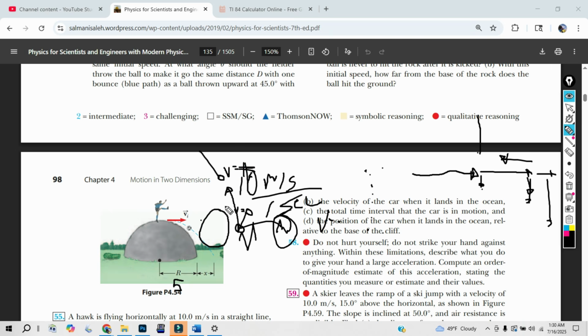If it required a force to do that, the only thing in this case that can provide that force is, oh, bummer.